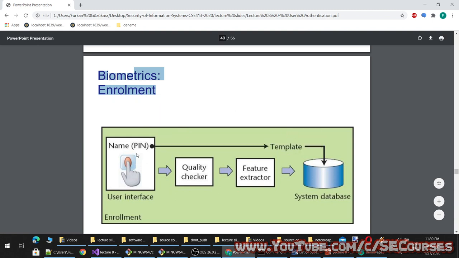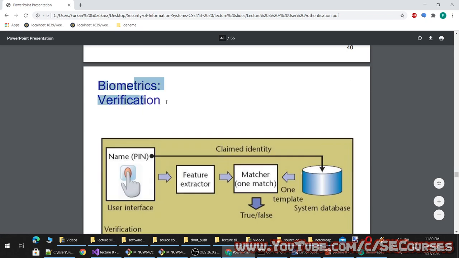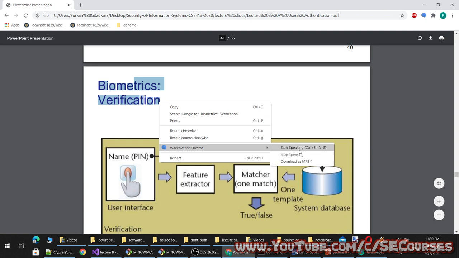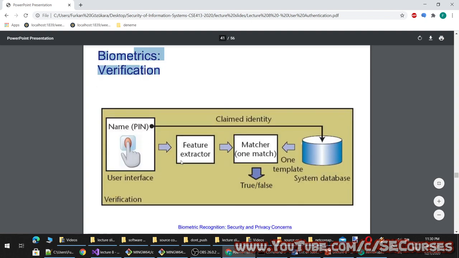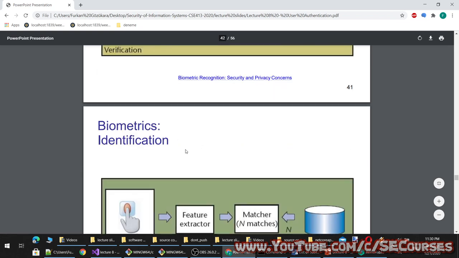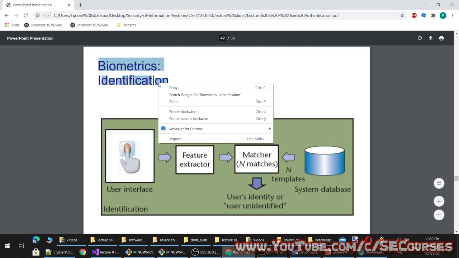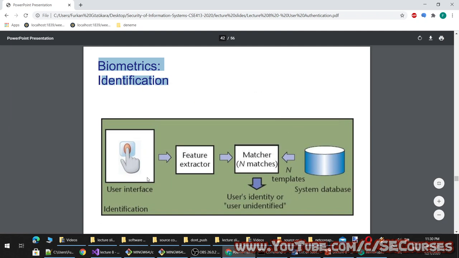Biometrics enrollment: name, PIN, user, quality checker, feature extractor, system database template. Biometrics verification: feature extractor, match one-to-one, true or false, one template from the system database, claimed identity. Biometrics identification: feature extractor, match one-to-N, user's identity or user not identified, N templates from the system database.